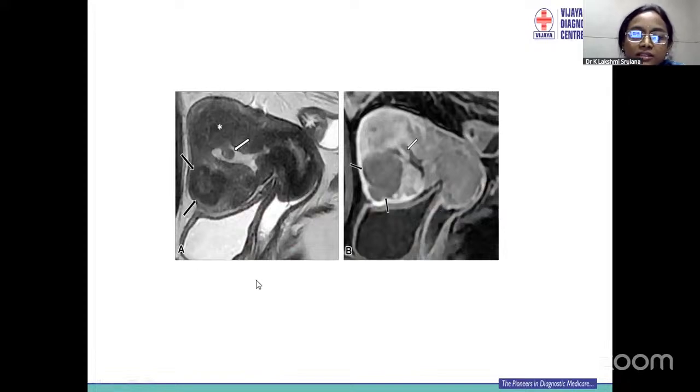This is another atypical case of adenomyosis. Here, there is thickened junctional zone of the posterior wall with the polypoidal mass projecting into the endometrial cavity. And here there is a T2 hypointense intramural fibroid. On post-contrast examination, this polypoidal lesion is enhancing to the same extent as adenomyosis. So it is a polypoidal adenomyoma projecting into the endometrial cavity. We see that the fibroid is enhancing lesser than the adenomyosis.